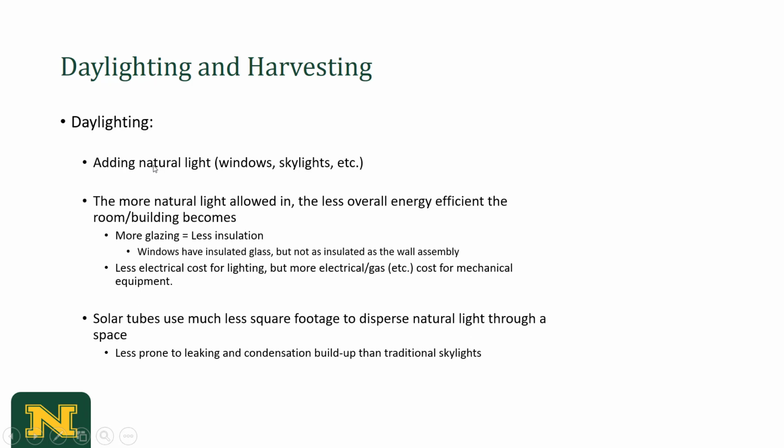Daylighting, like I said, is just natural light, windows, skylights. The more natural light allowed in, the less overall energy efficient the room and building becomes, though, right? Because what we have a problem with is the more glazing, there's less insulation, and even though we have insulated glass, it's not as insulated, not as protective as the wall assemblies. So even though we might have less electrical costs for lighting, we might have more electrical or gas costs for the mechanical equipment to make up the air differential. So again, we have trade-off issues.